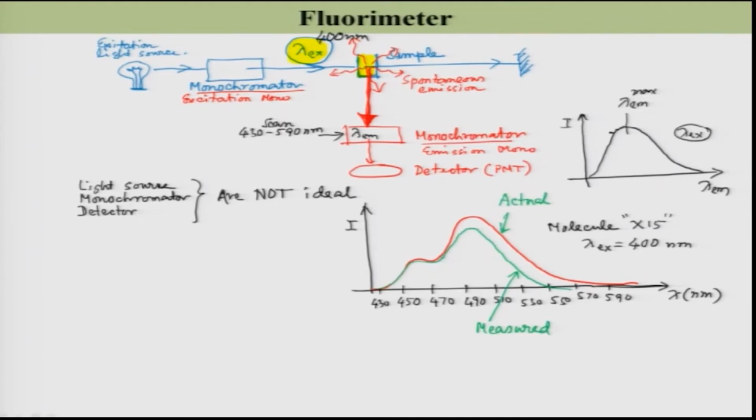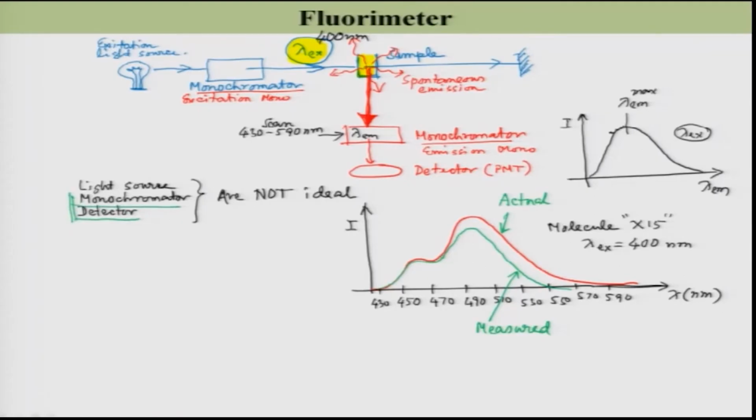They are not same. That means, there is some problem in the measurement, but when I discussed this nice simple fluorimeter, it seems that everything was all right. But here things are different, because it is not matching with the reported one, the actual one. What is the problem? And that is over here, that the detector and the monochromator, they are not ideal. What I want to say is following.